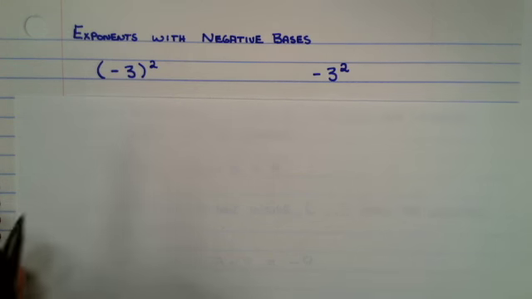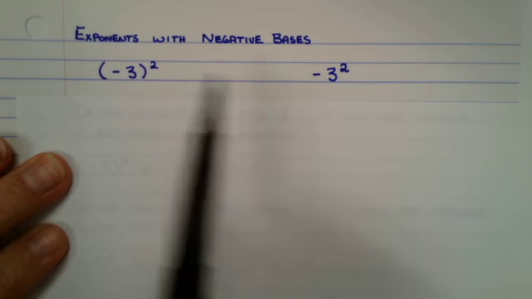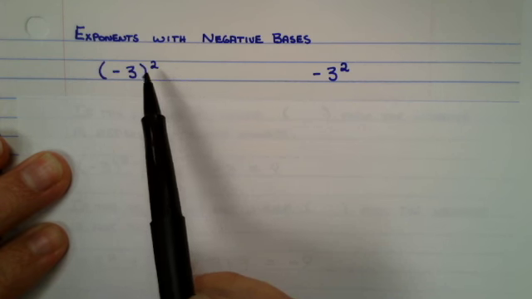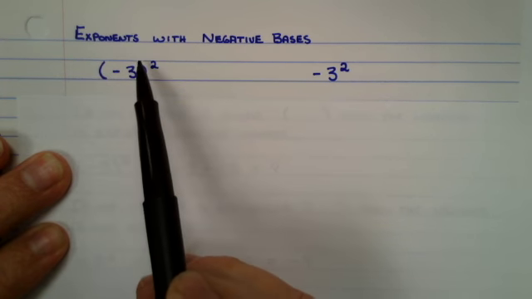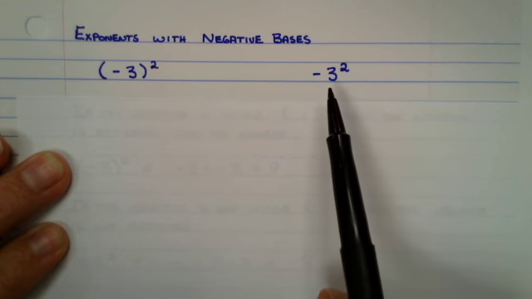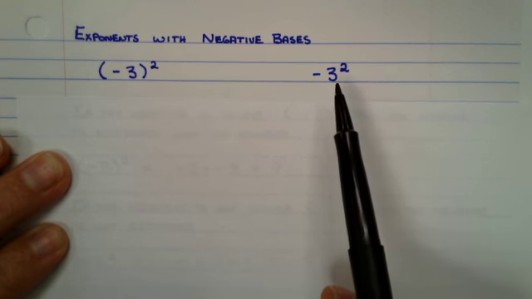In this video, we're going to talk about the two situations where we have a negative base and an exponent. The two situations are going to be where you have parentheses and the exponent is on the outside of the parentheses, or ones where you don't have parentheses.